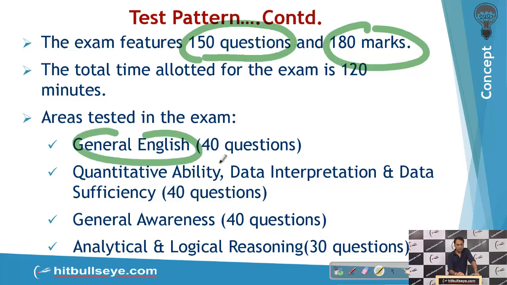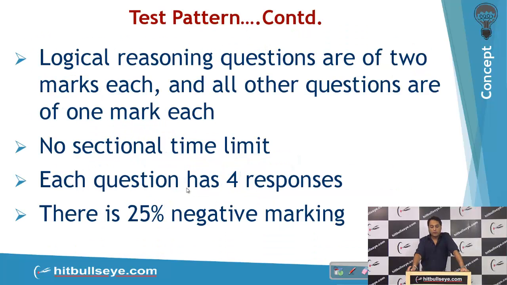General English, 40 questions, 40 marks. Quantitative ability, data interpretation and data sufficiency, 40 questions, 40 marks. General awareness, 40 questions, 40 marks. And analytical and logical reasoning, 30 questions, 60 marks. So overall we have 150 questions and 180 marks. Logical reasoning questions are of 2 marks each, and all other questions are of 1 mark each.